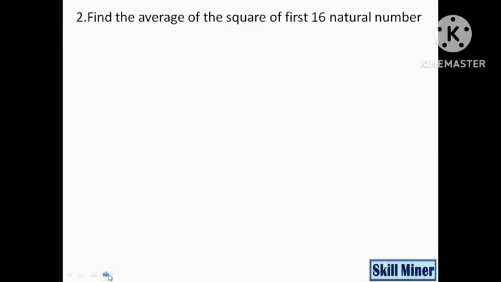Find the average of square of first 16 natural numbers. We need to find the average of square of first 16 natural numbers, that is, square of first 16 natural numbers will be 1 square, 2 square, 3 square, 4 square, like that it will go on increasing until 16th value. Okay, now go to the formula.